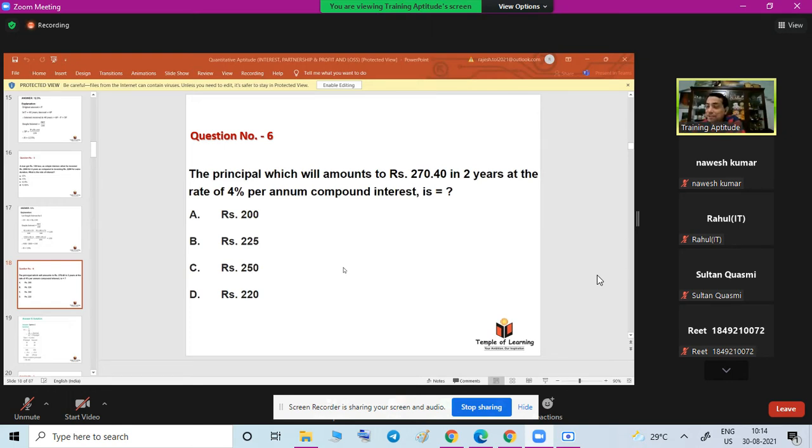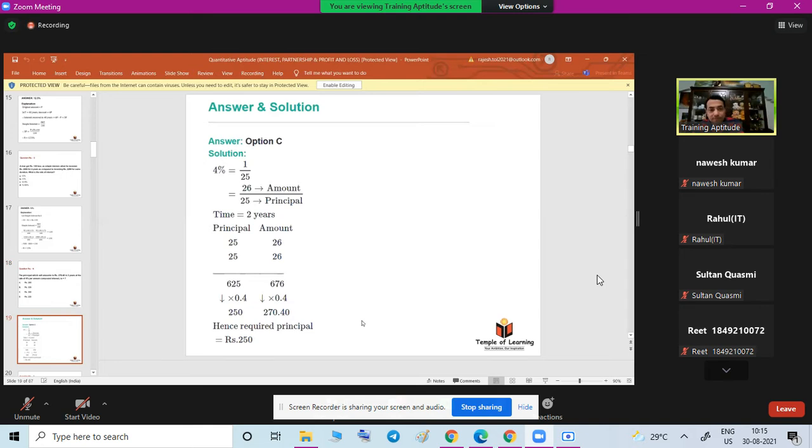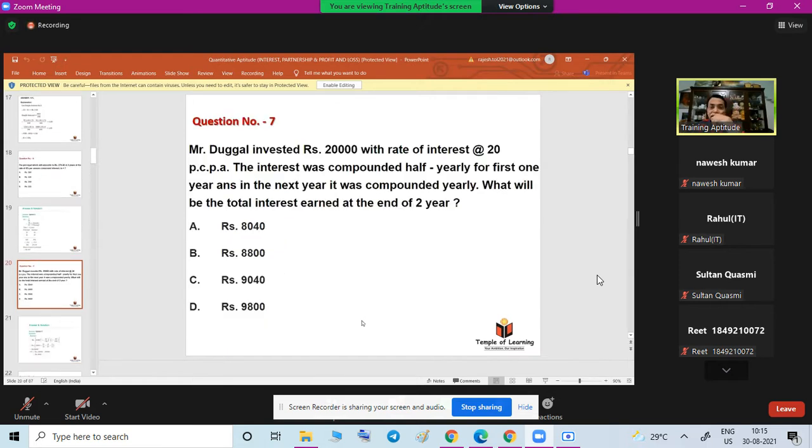So it has to be 250. Options will give you the answer. Is this okay, students? Otherwise, the method that I talked of earlier, amount is equal to principal 1 plus R upon. Okay, do this.